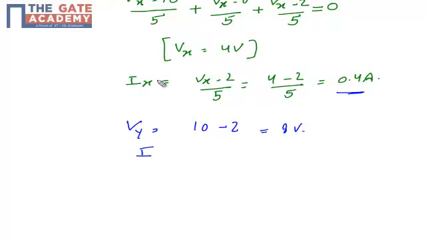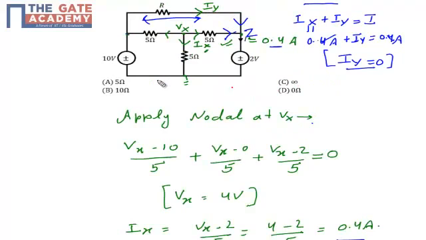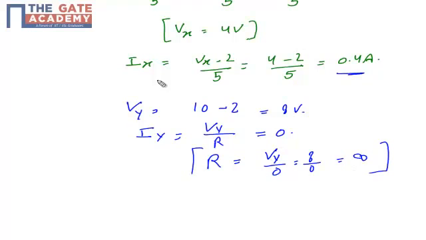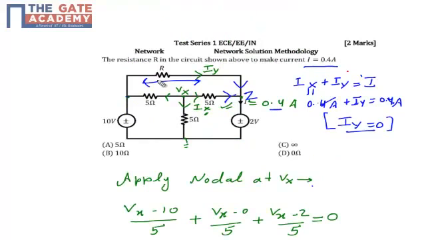So Iy will be Vy upon R, which is equal to 0. If I calculate R, my R will be Vy by 0, or 8 by 0, which is infinity. It means the value of my resistor R is infinity. So you can see, friends, we have calculated the value of Ix, and I already know the current I. From this, I have found that my Iy is 0.